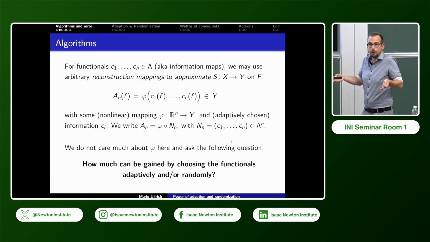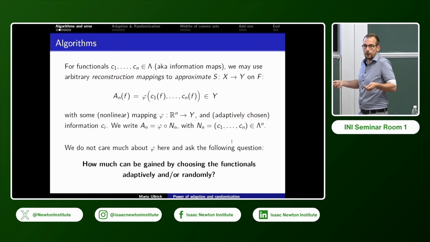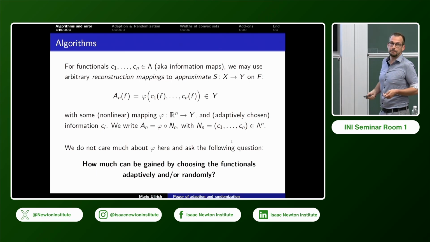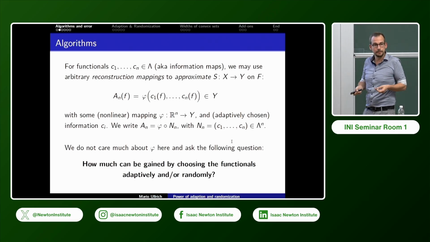This might be a valid point, but many people in this community also speak about adaptive algorithms and especially randomized algorithms, which at the end means I choose these functionals randomly. And I think it's a very natural question to ask how much can be gained by that. Okay? What is the maximum? Because obviously you take a more powerful class of algorithms, so you do that because you hope you gain something. And now the question is, how much can be gained?